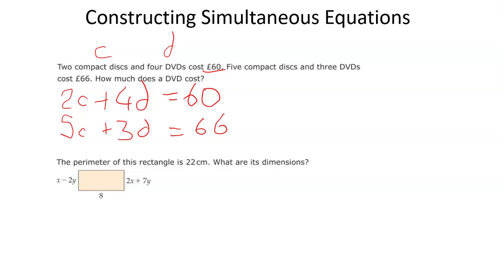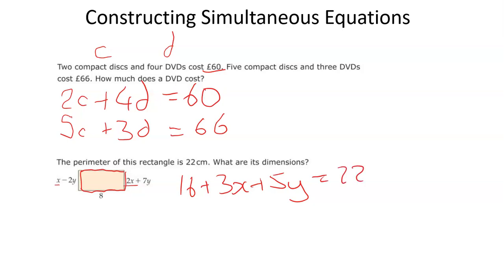Setting up the second one: the perimeter of this rectangle is 22. What are its dimensions? Well, in this one, you do need to have a little bit of knowledge about a rectangle and about what perimeter is. We know that perimeter is adding up everything around the outside, and we know that that's 22. So we can say that is 8 plus the other 8, so that's 16, plus these two sides added up. Well, that's x plus 2x, so that's 3x in total, and 7y minus 2y is plus 5y, and all of that added together we know is 22.